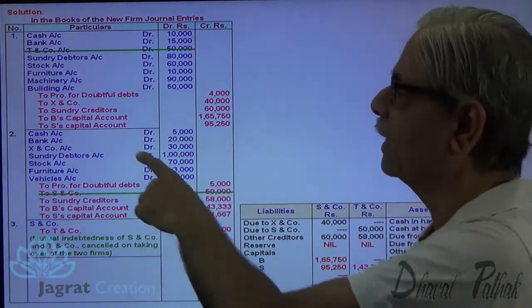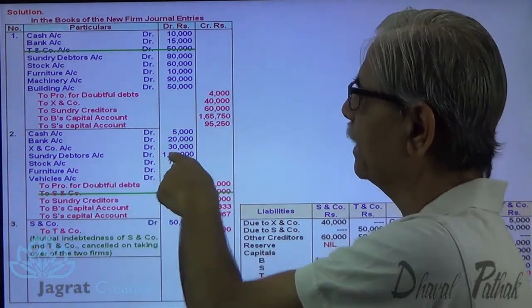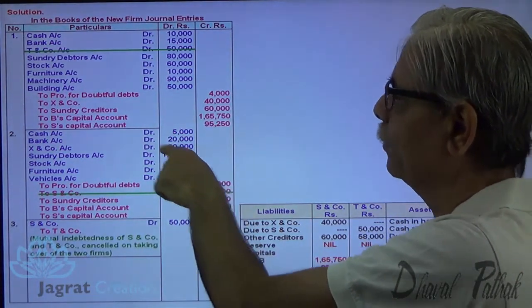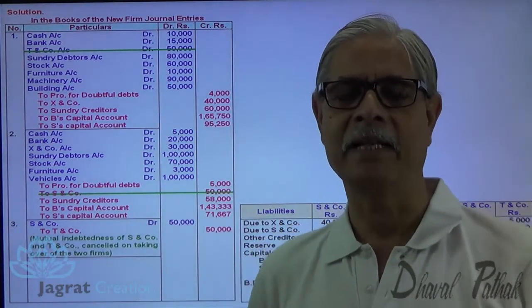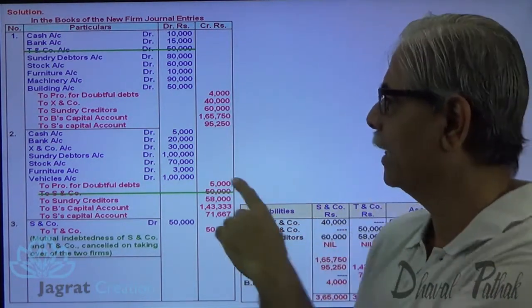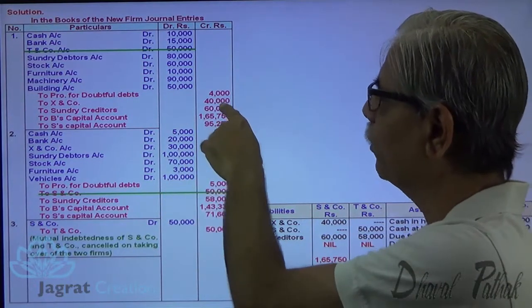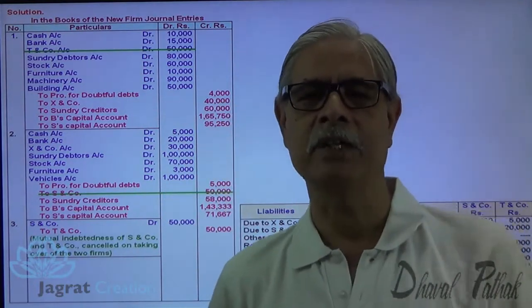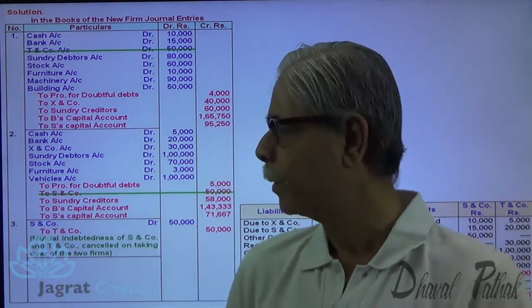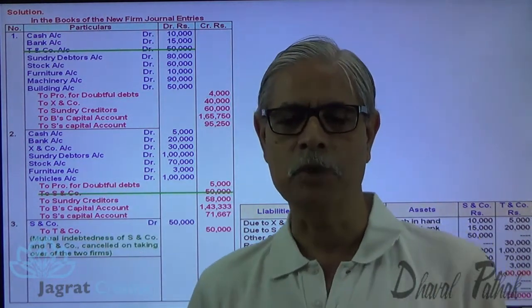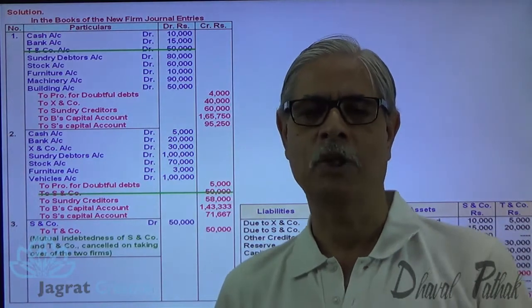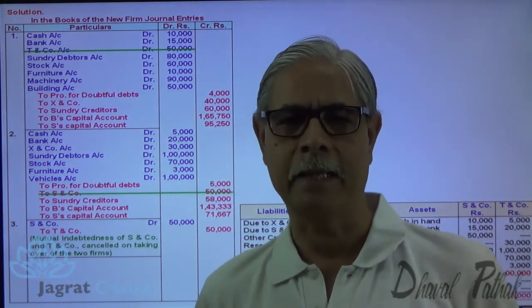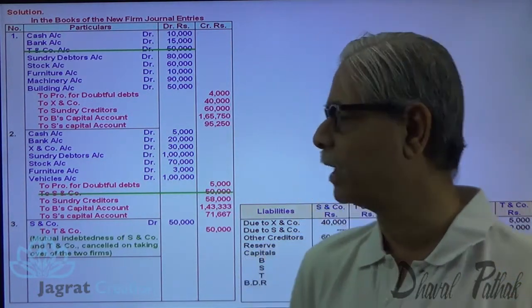No need to write the entry for this X and company 30,000 and X and company 40,000 because the name of the account is the same. No need to write the entry. But in the balance sheet, the net amount, 30,000 and 40,000, a 10,000 obligation will appear in the balance sheet. Now, after writing this mutual indebtedness entry, no need to write the entry for mutual cancellation of X account because the name of the account is the same in both the journal entries.